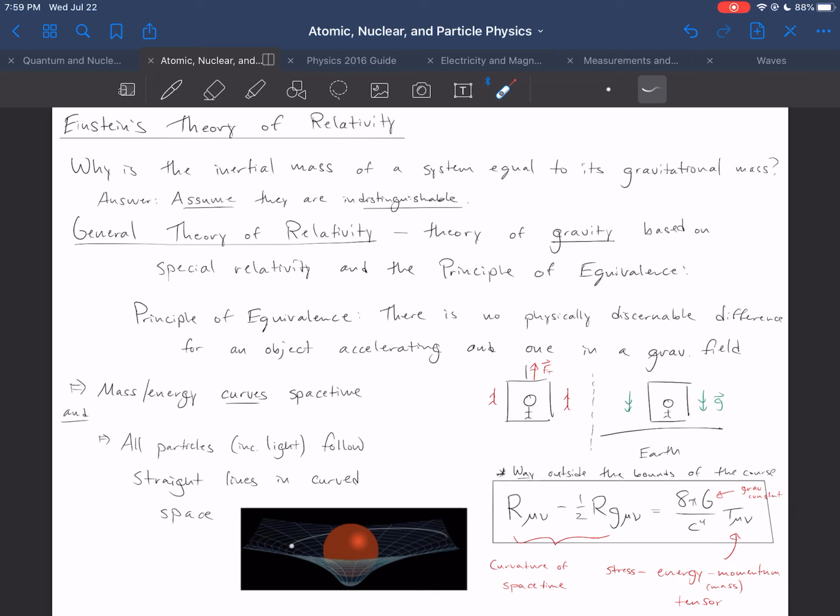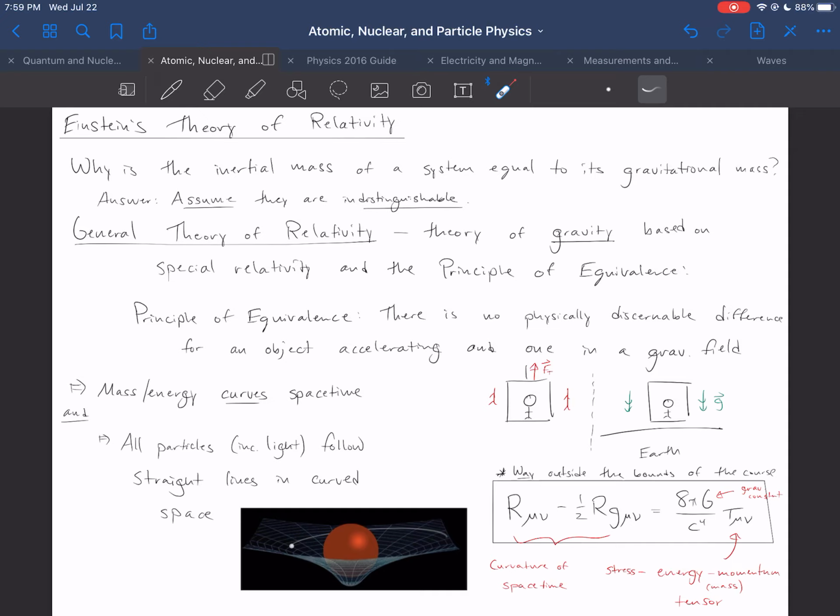It turns out that the fundamental explanation for why this is that mass, and therefore energy, curves space-time. And then all particles, including light, follow straight lines in curved space. So, our initial explanation for why a moon or something like that might orbit a planet was that the planet pulls on the moon, with an extra force.